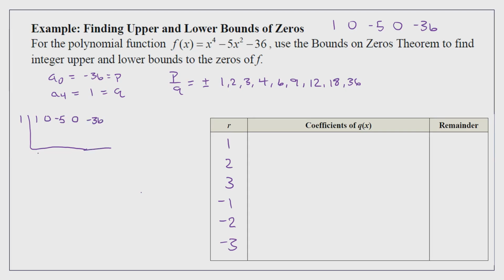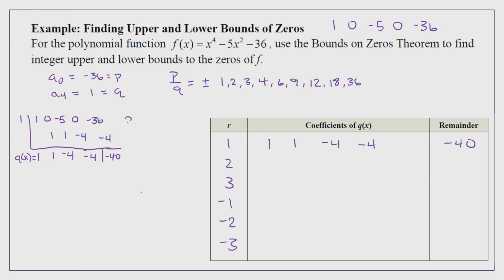And then I'm going to do my process. So 1, 1, 1, 1, -4, -4, -4, -4, and my remainder is -40. So my coefficients of q of x, that's what this is, my last row, are 1, 1, -4, and -4 with a remainder of -40.